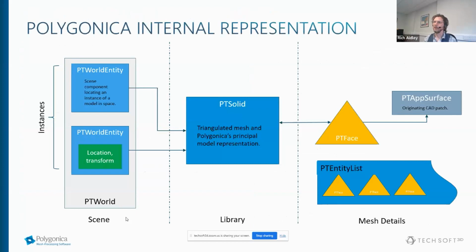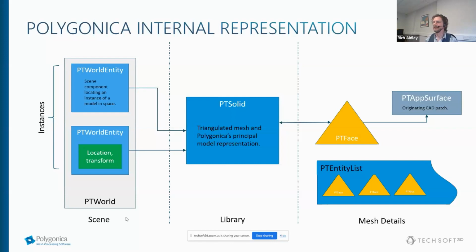If you've got multiple models in your world or your scene, each element in that scene is a PT world entity, which will be connected to a different PT solid. So if you've got, say, an assembly with lots of bolts the same, then each of those bolts would be a different world entity, but they would all be connected to the same PT solid. So the world entity has location and transformation information on it. And the PT solid has what you would think of as model data on it. So it's kind of your library. If you're wondering why everything's called PT, obviously that just stands for Polygonica type, because we're quite old school.